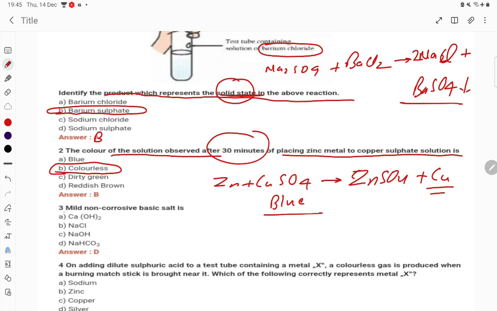Now, mild non-corrosive basic salt is what, student? Sodium hydrogen carbonate. This is also called baking soda, student. Baking soda. Okay. Sodium hydrogen carbonate.